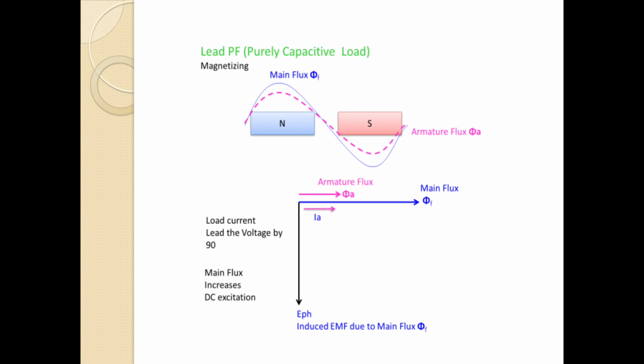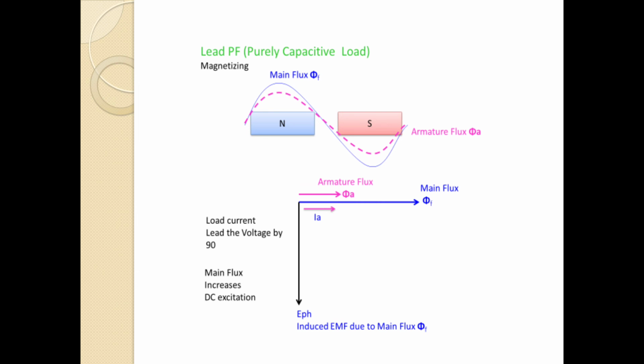Again, armature current IA produces an armature flux phi A in phase with IA. Now phi F and phi A are in exactly opposite directions to each other. This effect is known as the demagnetizing effect of armature reaction.